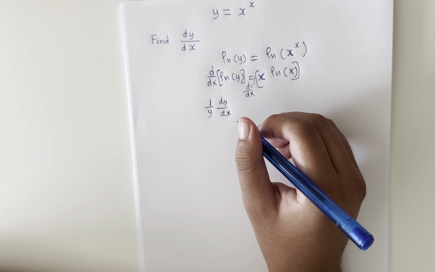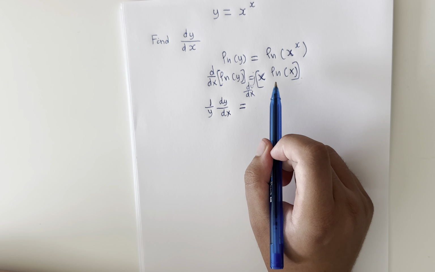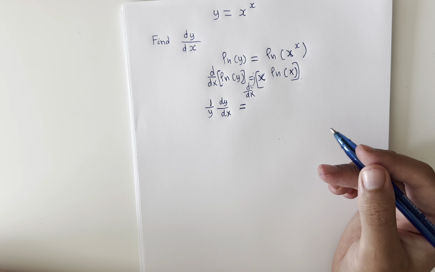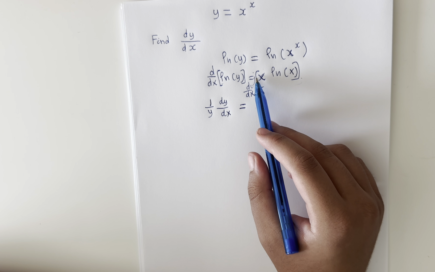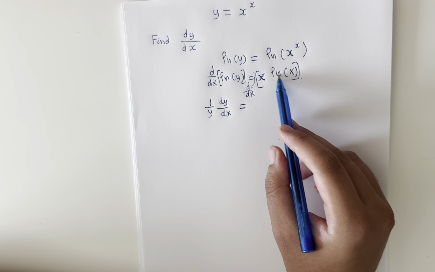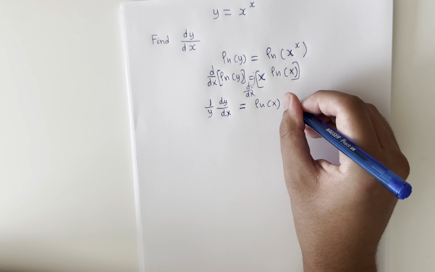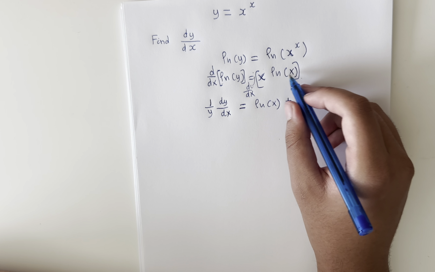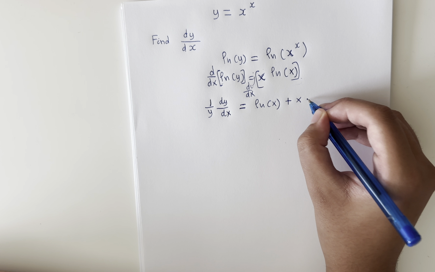And so 1 over y times dy/dx is equal to, now we want to differentiate x times the natural log of x. For that, I'm simply going to use the product rule. So firstly, I'm going to take the derivative of x, which is 1, and multiply that by the natural log of x. So I have simply the natural log of x. And to that, I'm going to add x times the derivative of the natural log of x. The derivative with respect to x of the natural log of x is 1 over x.